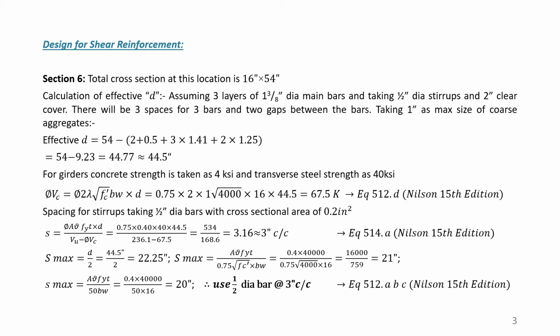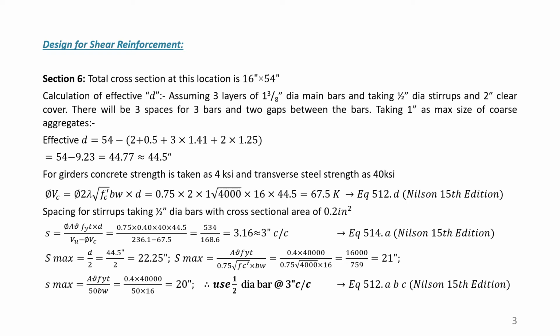Bw is the width of the beam and d is the effective depth, and we have put these values: 2 for the coefficient, 1 for lambda, root over 4000, and 60 is the width of the beam previously decided, while we have taken this dimension of the beam in preliminary lesson 16, and 44.5 is the effective depth, and that gives us a value of 67.5 kip. The equation written on the left hand side refers to Nilson's 15th edition. You can go to Nilson's 15th edition, you will see this equation.